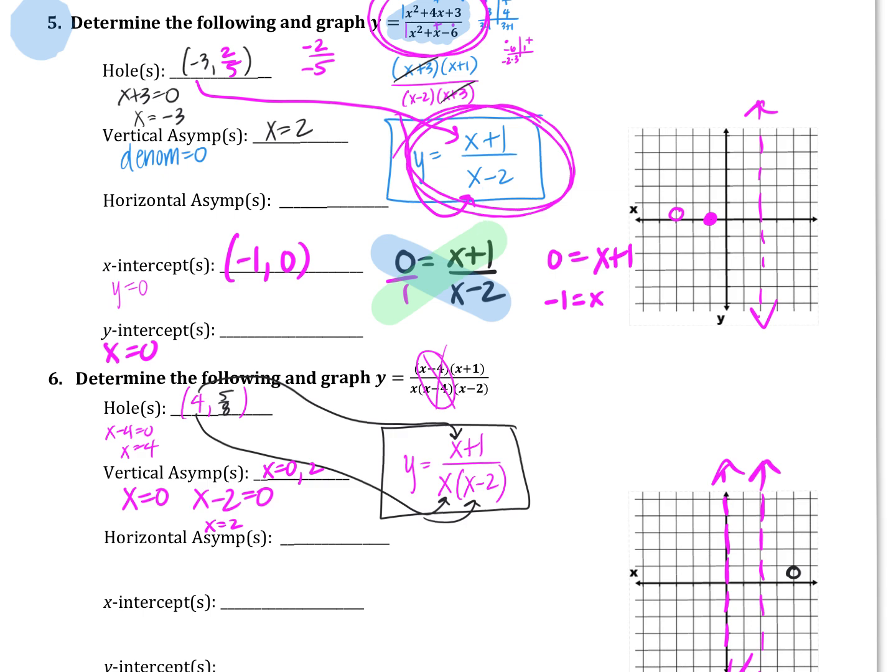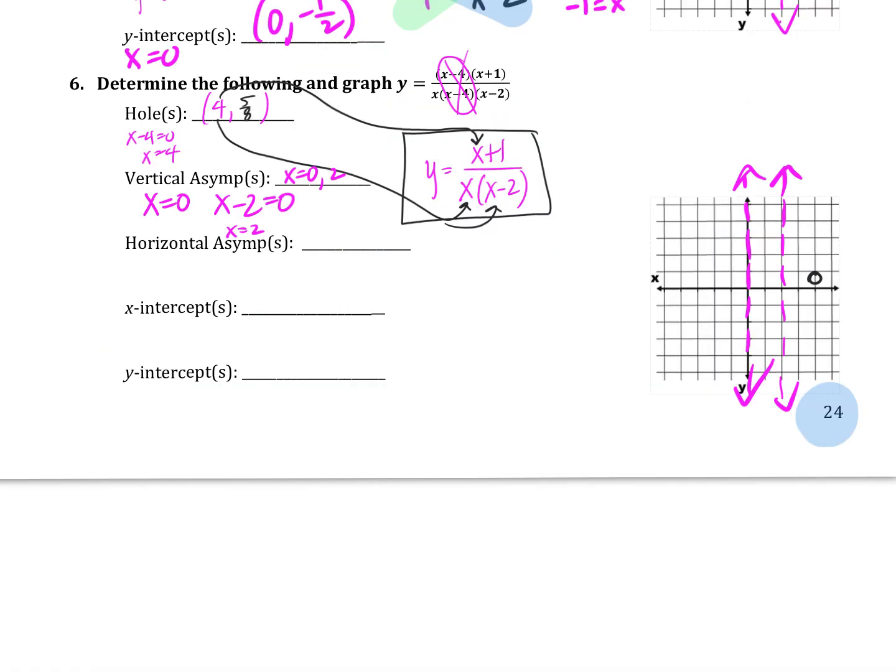1 over -2. Do you agree if my x is 0, we got -1/2? So we're going to go to that graph, 0, down 1/2. Okay, here we go. You guys, we're going to just do x-intercept. Always when my y is 0.